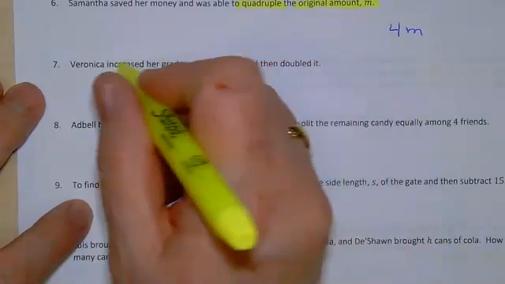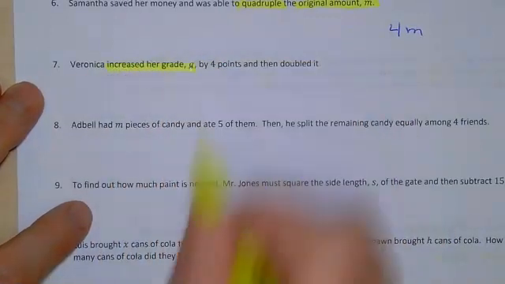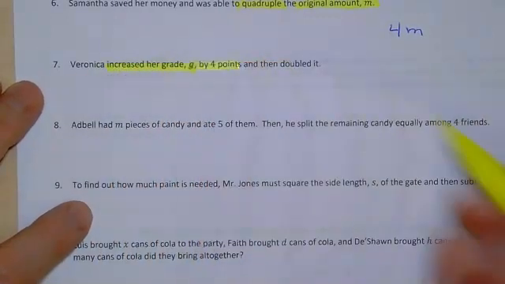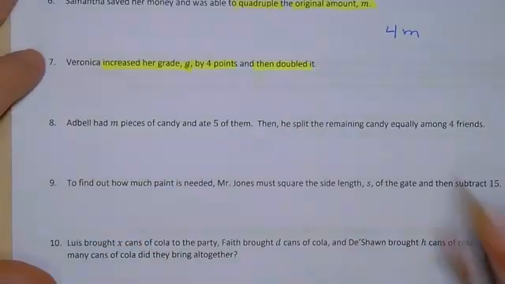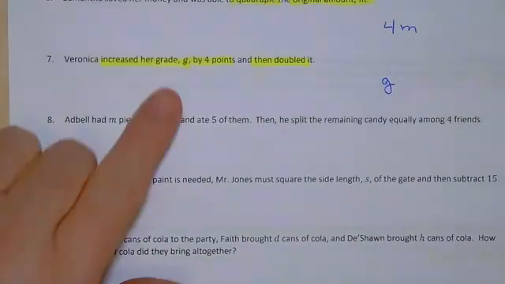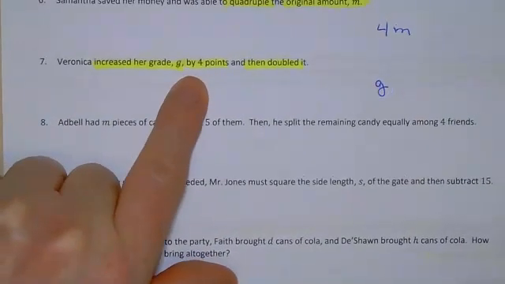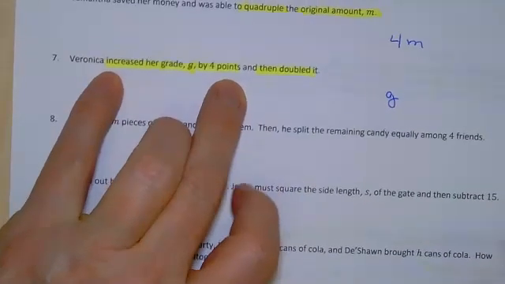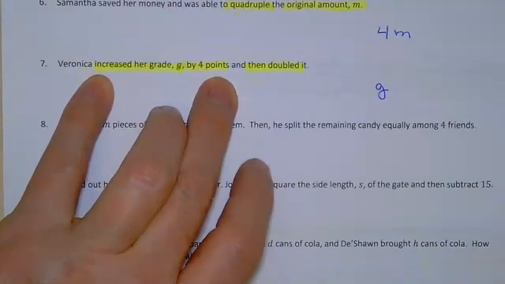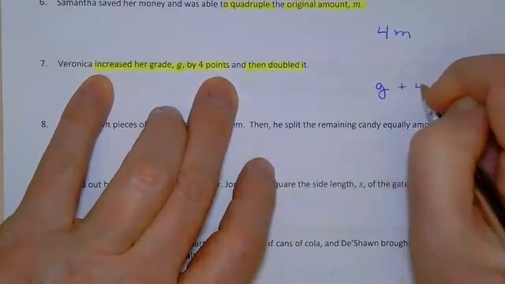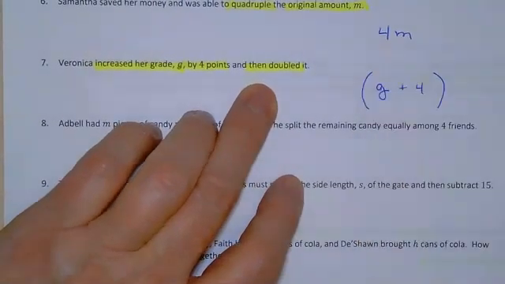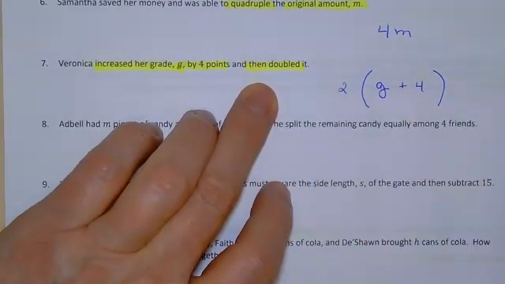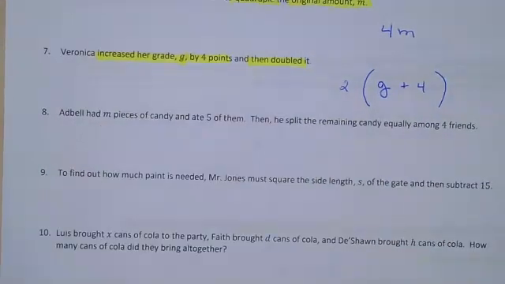Caitlin increased her grade G by 4 points and then doubled it. So Caitlin, here's your grade. What'd you do first? Increase by 4. How would I write that? And then doubled it, the whole thing. 2. Okay?